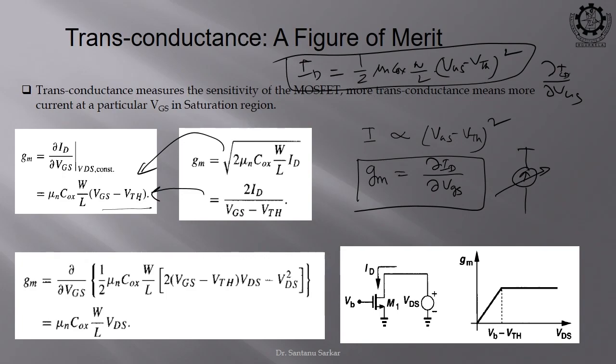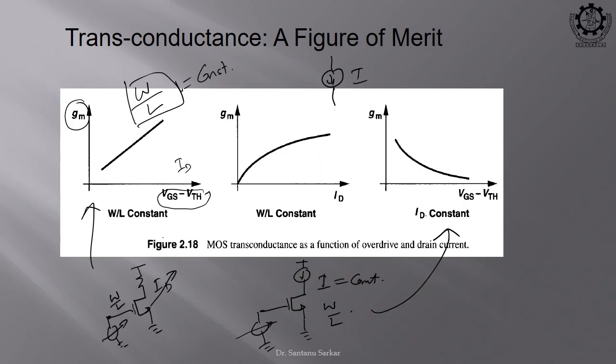Okay. So, do not get confused, because what is your variable? If you are varying with respect to VGS, if your VGS minus VT is increasing, GM will also increase. So, you get this plot, right. In this case, yes, in this case you see your ID is constant.